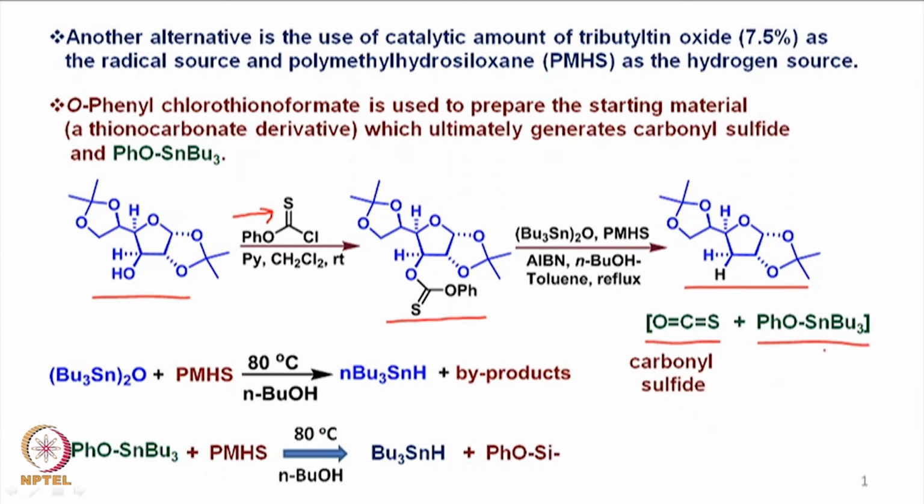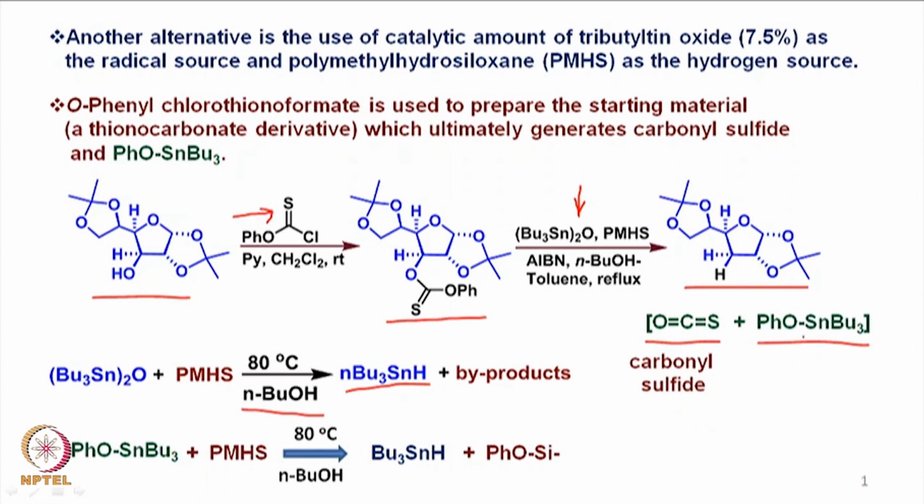phenoxytributyltin derivative. So this tributyltin oxide actually reacts with PMHS at 80 degrees in n-butanol to release the tributyltin hydride, and that is what is basically reacting here in this particular stage in the presence of AIBN to generate the tributyltin radical, which of course interacts with this thionocarbonate and leads to the deoxygenation.